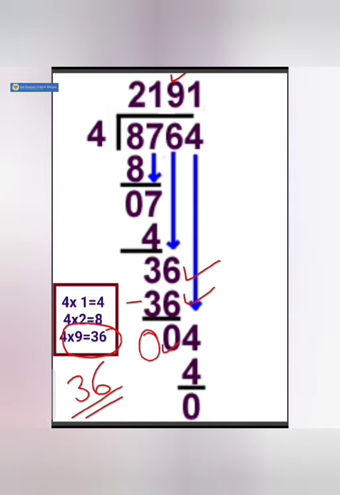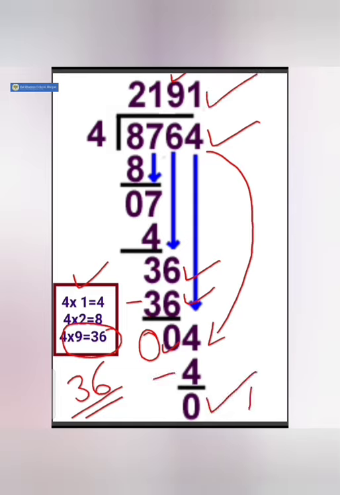Alright. Now let us see the last digit, which is 4. Bring down 4 here. The new number is 4 now. Reading the table of 4 1 times, we can get 4. 4 minus 4 would be a 0. So remainder is 0 here and quotient is 2191.